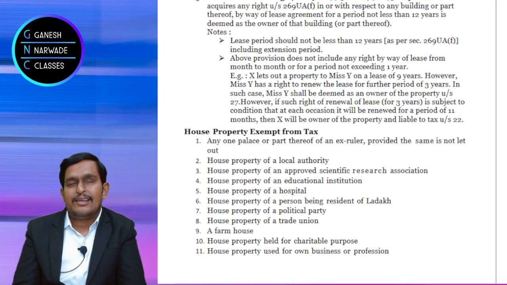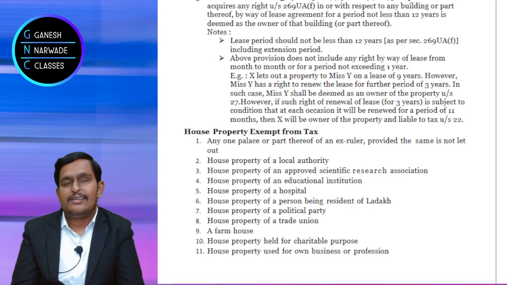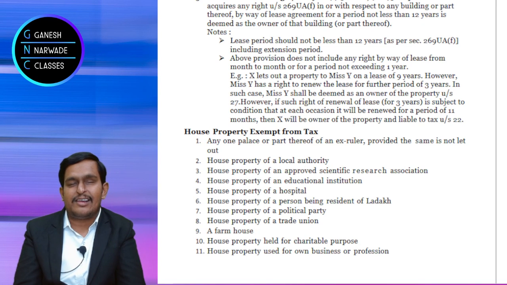Who are they? I said HELP CART. Help means H. H for what? Hospitals. E, educational institutions. L, they are talking about residents of Ladakh. P, political parties. CART, I said. C for charitable institutions. A for local authority. R for scientific research institution. T for trade unions.